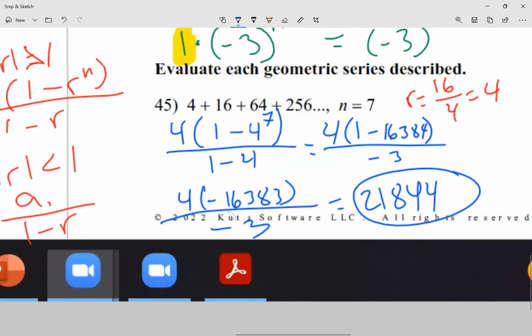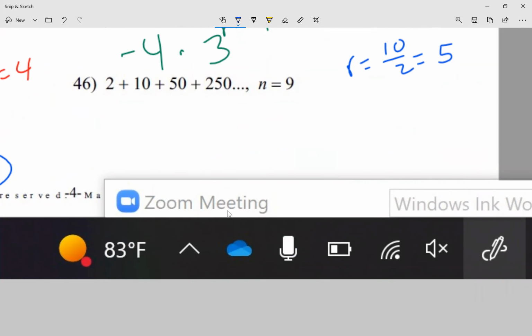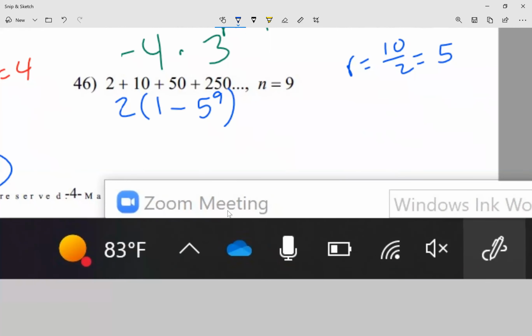Looking at question number 46, let me find my ratio first. I'm gonna go 10 divided by 2 is 5, right? The absolute value of 5 is more than 1. So the way I'm gonna do this, the first number on my list is 2. And I have to go 1 minus 5 to the 9th. The 5 because that's my ratio, and 9 because I'm adding the first 9 numbers. And all this divided by 1 minus 5, which is 1 minus the ratio.